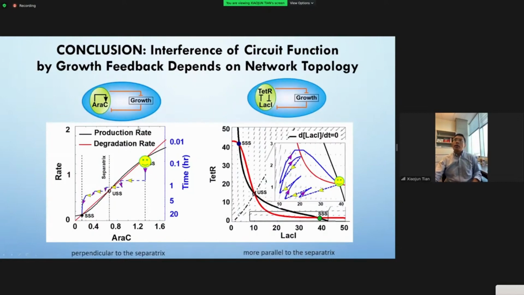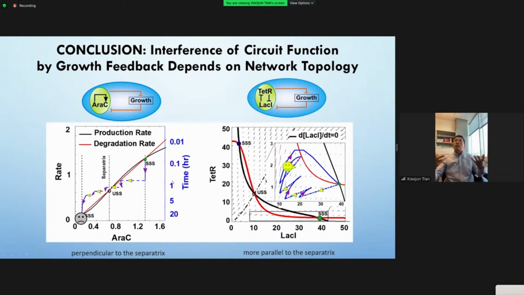So here, the self-activation circuit has one positive link, and the toggle switch has two negative links, right? The only difference is the topology, but both of them are bistable switches. That's the reason this one is very sensitive to the cell growth, but this one is very robust: the dilution direction is perpendicular to the separatrix here, but for this one, the dilution direction is more parallel to the separatrix. So after several rounds of division, it's not easy to cross the separatrix, right?